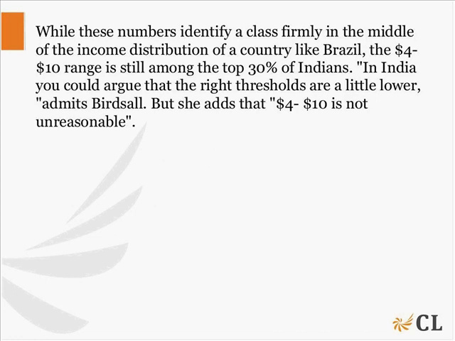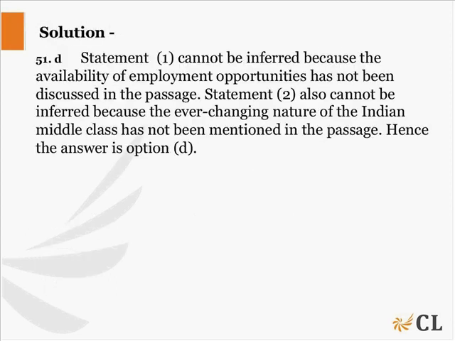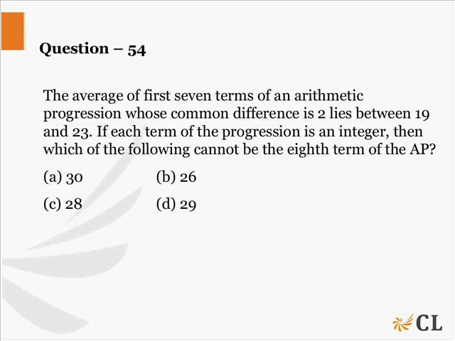So which is left now? 54, yes. The average of the first 7 terms of an AP whose common difference is 2 lies between 19 and 23. If each term of this progression is an integer, then which of the following cannot be the 8th term of the AP? So were you able to solve this question?